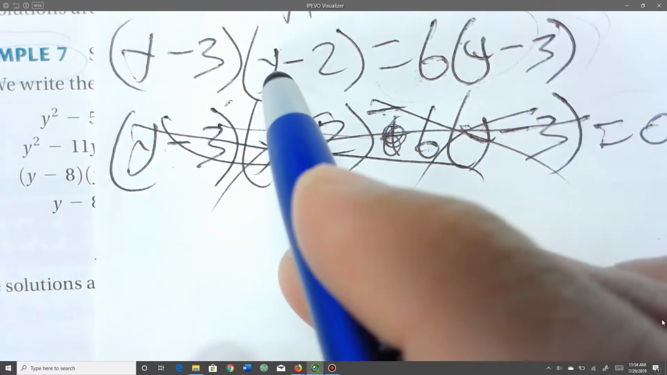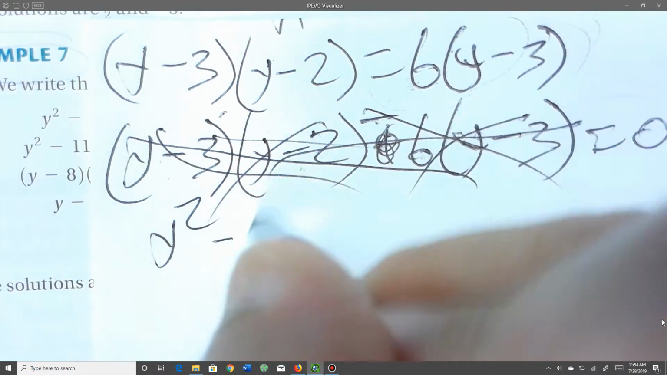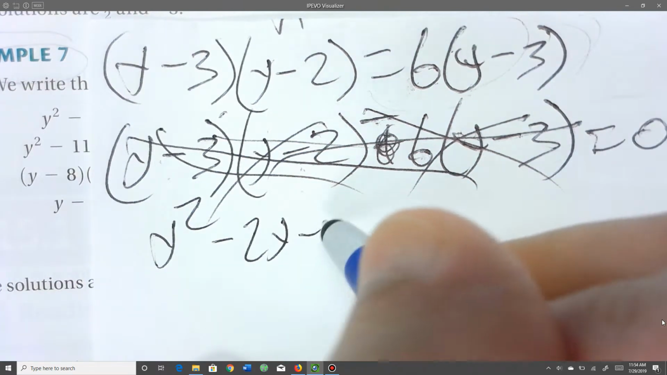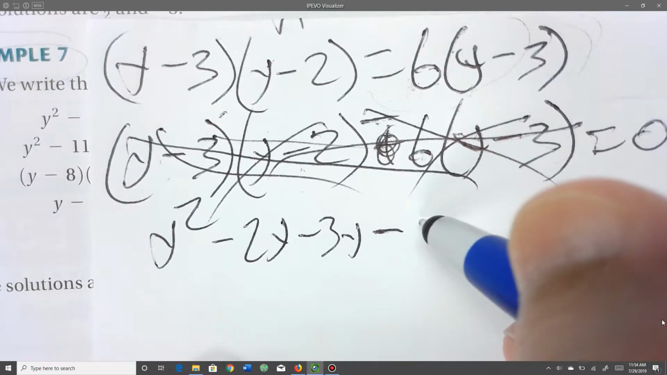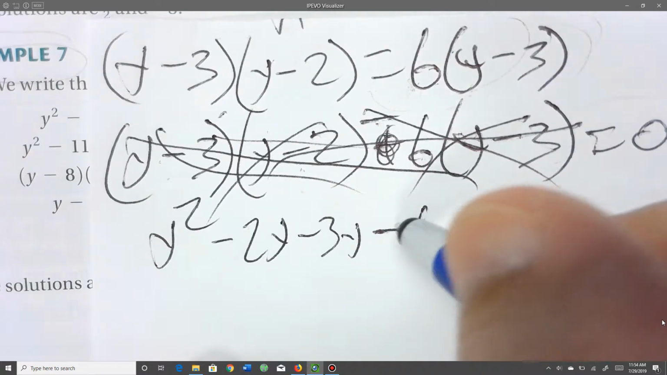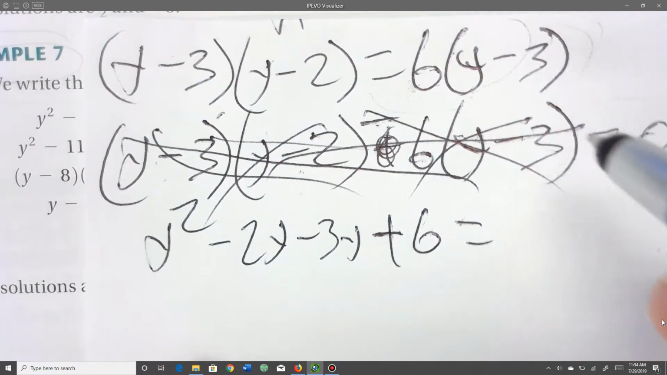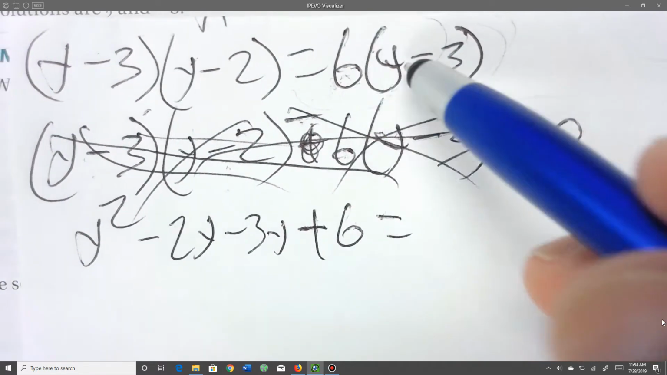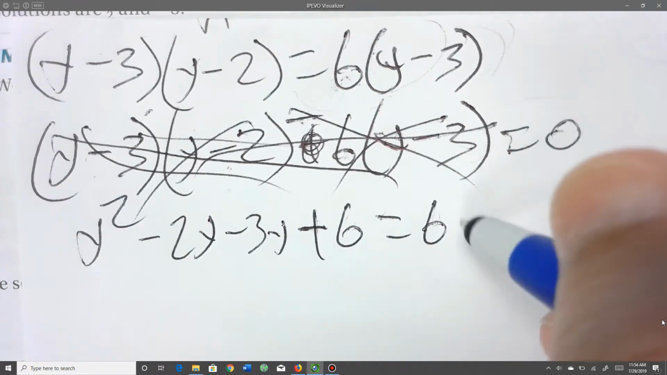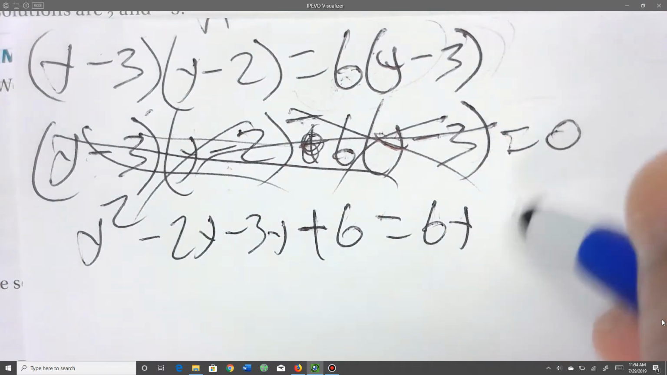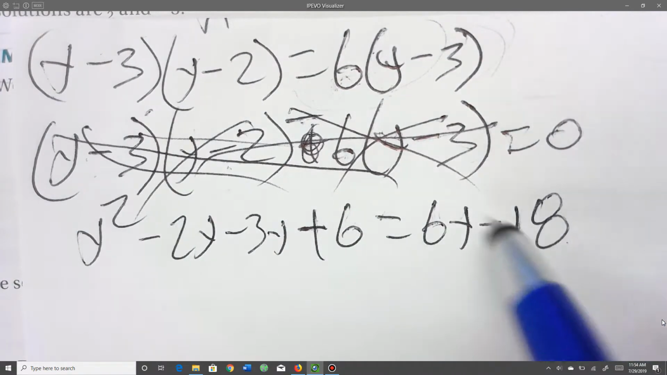I'm going to multiply these two here. Y times y is y squared. Y times -2 is -2y. -3 times y is -3y. -3 times -2 is +6, so negative times negative is positive. And on this side, I will distribute this 6. 6 times y is 6y. 6 times -3 is -18. Okay, let's keep going.